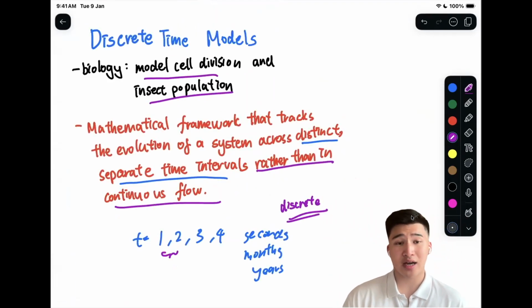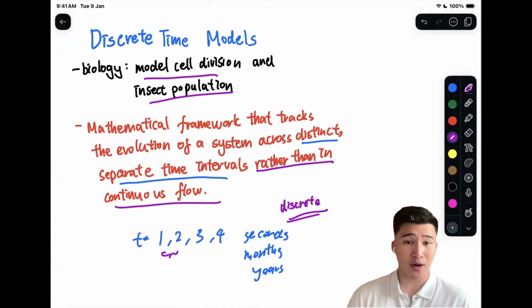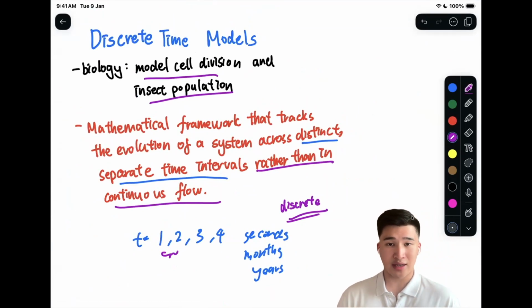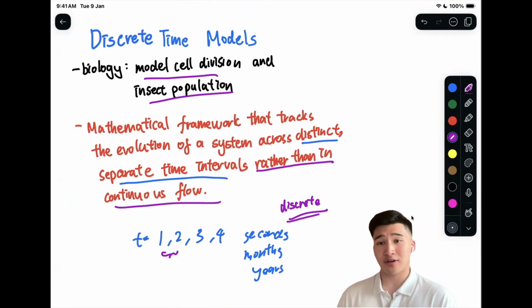This is the idea of discrete time models. We really leverage that to model cell division and insect populations. And there are many, many more different ways we can play with this. And it's going to be super helpful in our daily life.